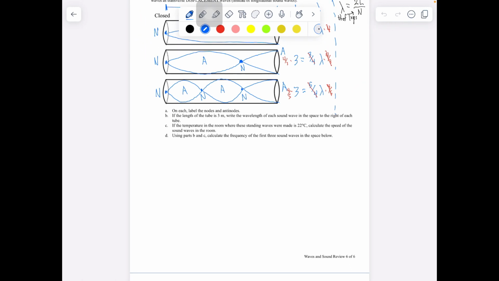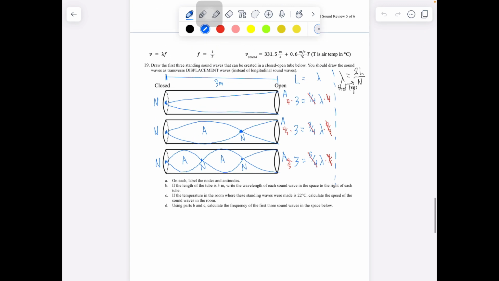If the temperature in the room where these standing waves were made is 22 degrees Celsius, calculate the speed of the sound wave in the room. Okay, for this, we're going to use our speed of sound equation that uses temperature. So let's bring that on down. Speed of sound is equal to 331.5 plus 0.6 T. Now this T is the temperature in degrees Celsius.